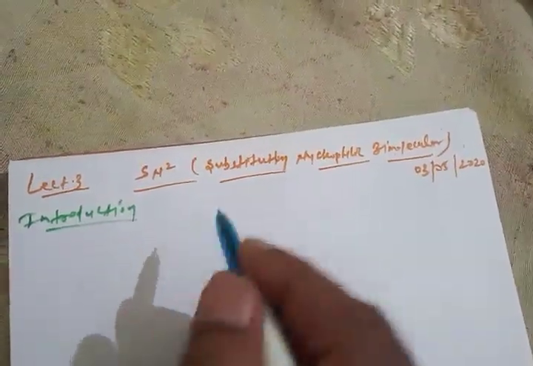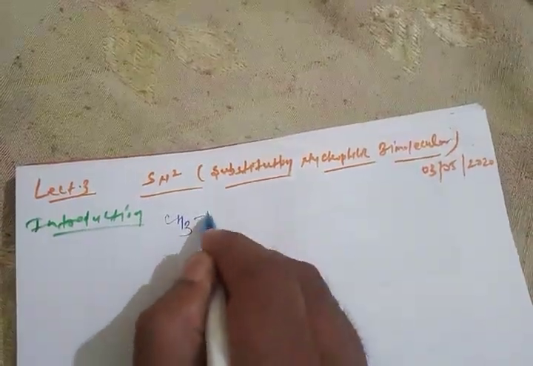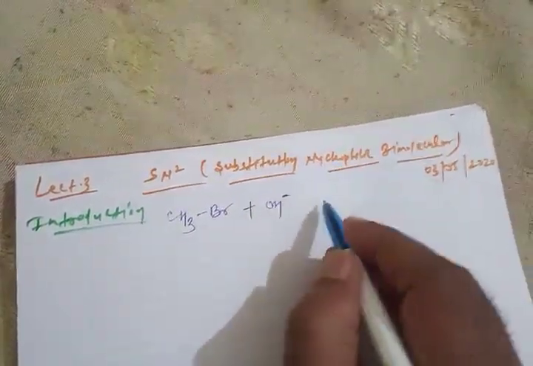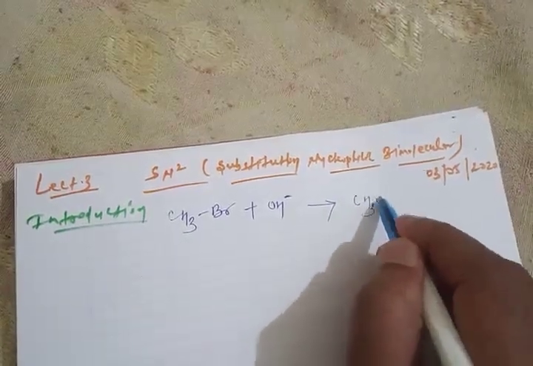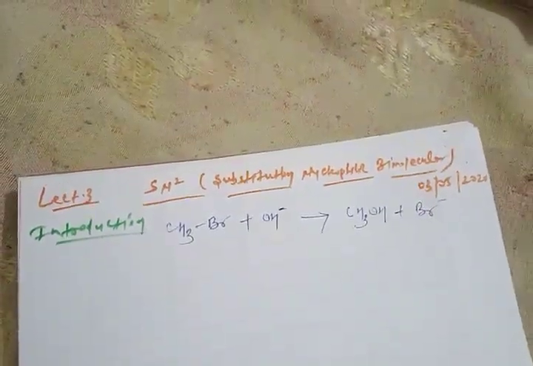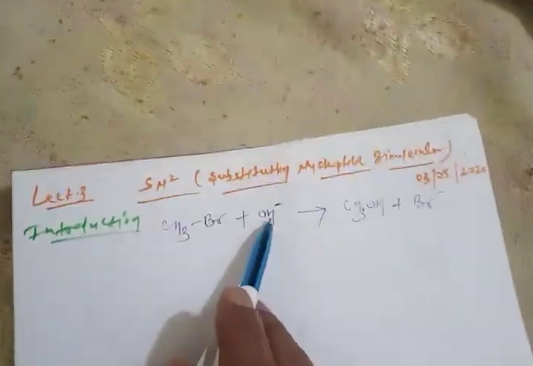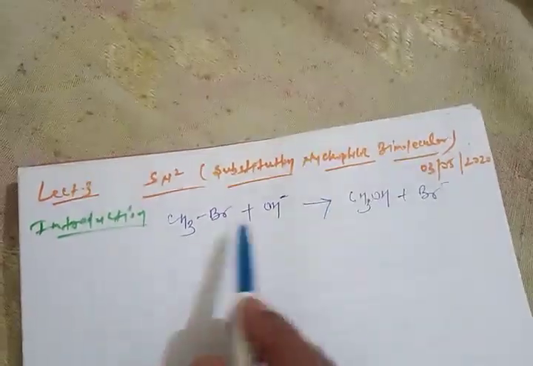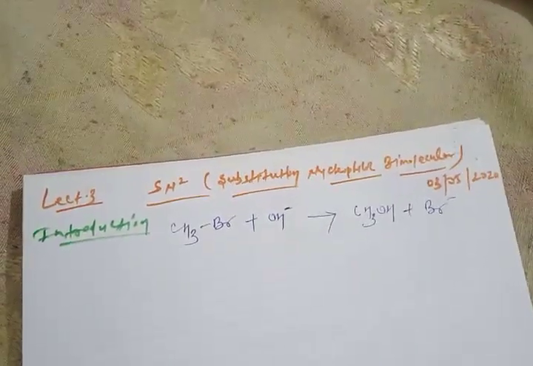Suppose we have a reaction like this: CH3Br with a nucleophile is converted into CH3OH and Br negative. So this is a simple substitution reaction. The nucleophile has substituted the Br negative. So this is a nucleophilic substitution. Later on we will discuss why it is a bimolecular reaction.